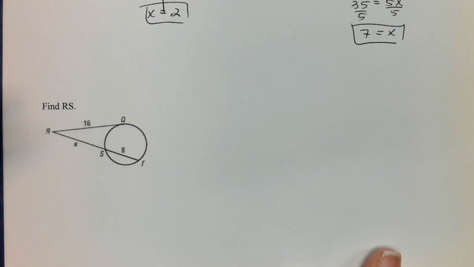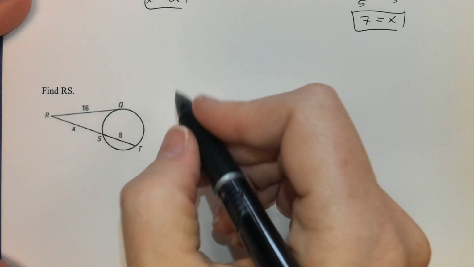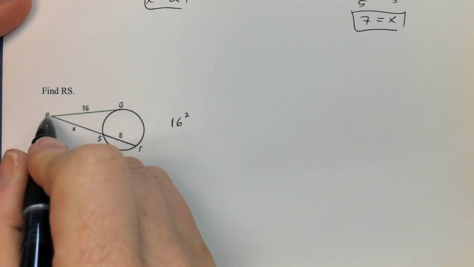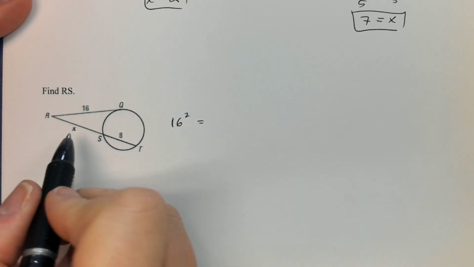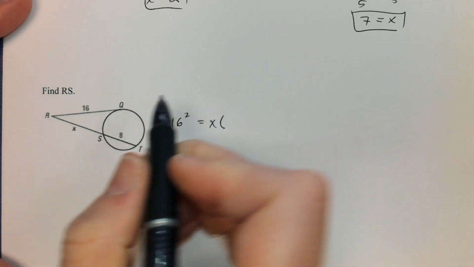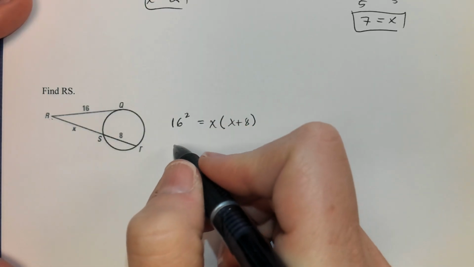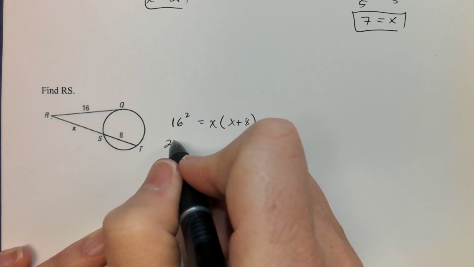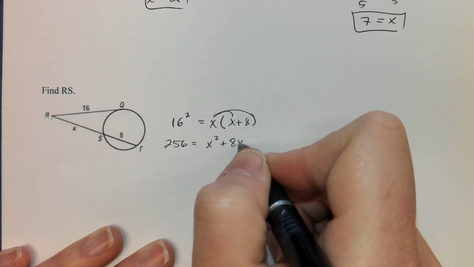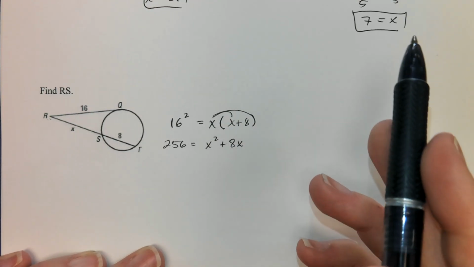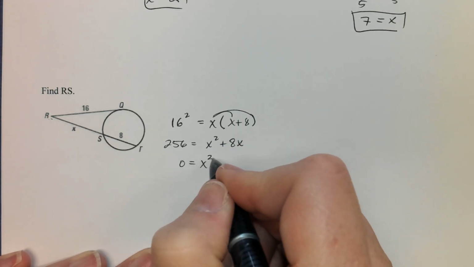One more to go. For our last picture on our blue card, this is the 3rd box. So the 16 gets squared because it has nobody to multiply with. There's no other number on its segment. The other one is the outside, which is x times the whole thing, which is x plus 8. So 16 squared is 256. And then I've got x squared and I've got 8x. Cannot get rid of the x squareds. It doesn't work out like the last one. So I actually have to move that 256 over.